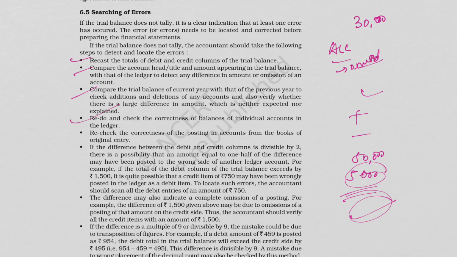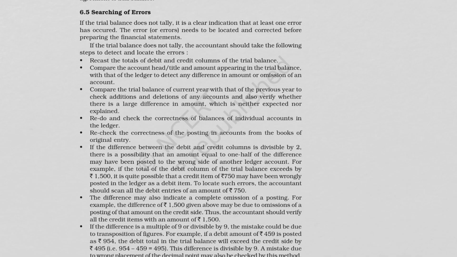Fourth, we have to recalculate the balance of ledger accounts. The accountant should also recalculate the balance of each ledger. Sometimes the errors occur during the balancing of ledger accounts. For example, the debit side total is rupees 20,000, the credit side total is rupees 12,000, and the correct balance should be rupees 8,000. But if the accountant mistakenly writes it as rupees 6,000, the trial balance will not match, and therefore each ledger balance should be rechecked carefully.